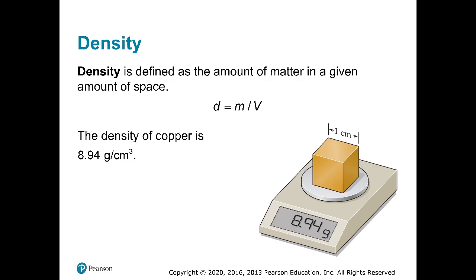Density is defined as the amount of matter in a given amount of space. So, for example, density equals the mass over the volume. Here's the density of copper. We have a 1 centimeter cube on each side. By the way, that would be a milliliter, or a cc; a centimeter cubed would be its volume. The weight then would be 8.94. And so the density would be 8.94 grams per cc, milliliter, or centimeter cubed. In this case, we use centimeter cubed.